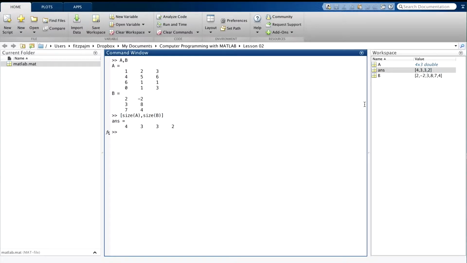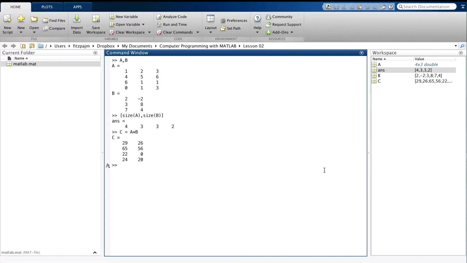Arranging their dimensions like this shows that the inner dimensions are equal. Here are the inner dimensions right here, 3, 3, which is another way to say that the dimensions satisfy the rule for matrix multiplication. So let's multiply them and assign the result to C. So C is 4 by 2, and those are the outer dimensions, 4 and 2, of the matrices A and B, as expected.